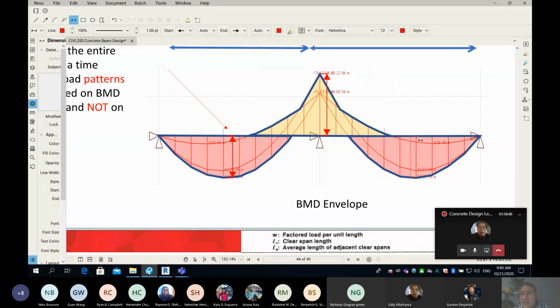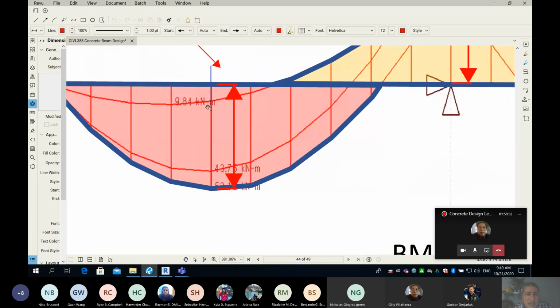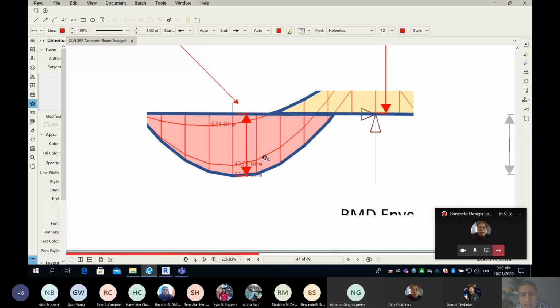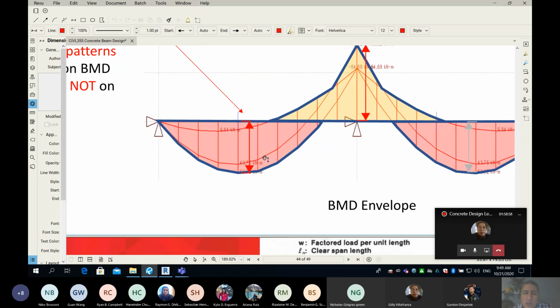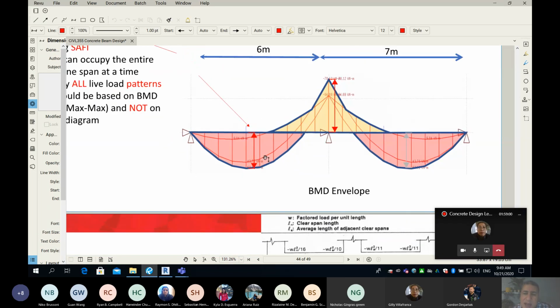And you can see in between, and I made it transparent, there are some other diagrams which are not maximum, and in our design we don't use them. We just have to use the maximum, so my beam will be safe no matter what. Are you guys following?